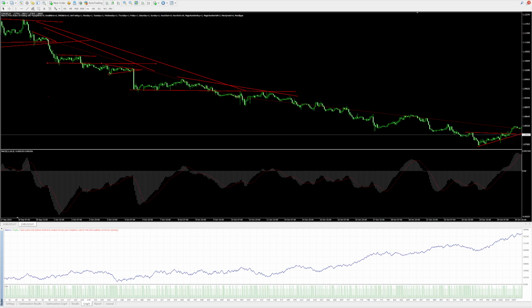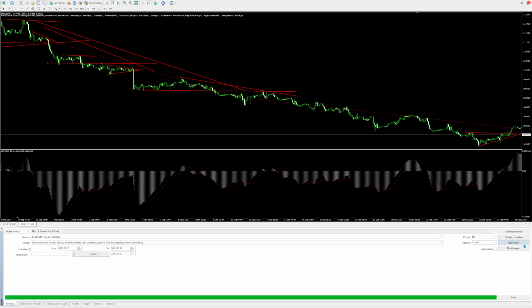So yeah, again, I'll just reiterate with optimization, just go careful. You can run across some good settings, but more often than not, it's just going to be curve fitted or over optimized for the data that you're using. As I said, you can use this EA on any trading instrument, any chart time frame. So we can switch to a 4-hour chart and run an optimization on that.